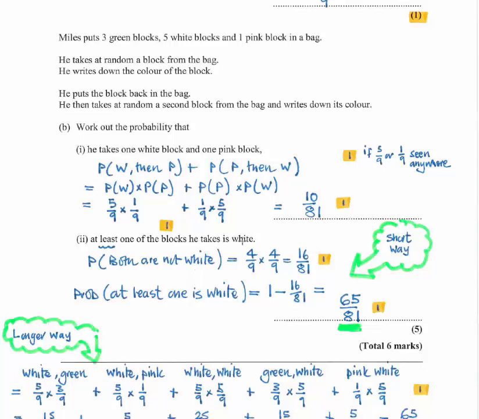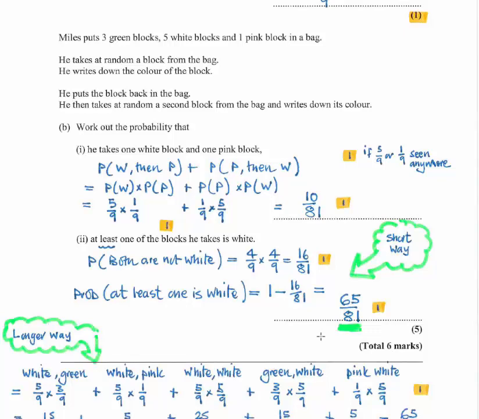So here is the probability that the block isn't white. It's 4 out of 9. Why? Because there are 3 and 1, 4 blocks that aren't white. So the probability of not getting white is 4 out of 9. So the probability of getting 2 blocks that aren't white will be 4 out of 9 and 4 out of 9, so it's multiply, 16 out of 81. 16 out of 81 where both the blocks aren't white. So if I take that away from 1, I get 65 out of 81. That's the probability that at least one of those blocks is white.